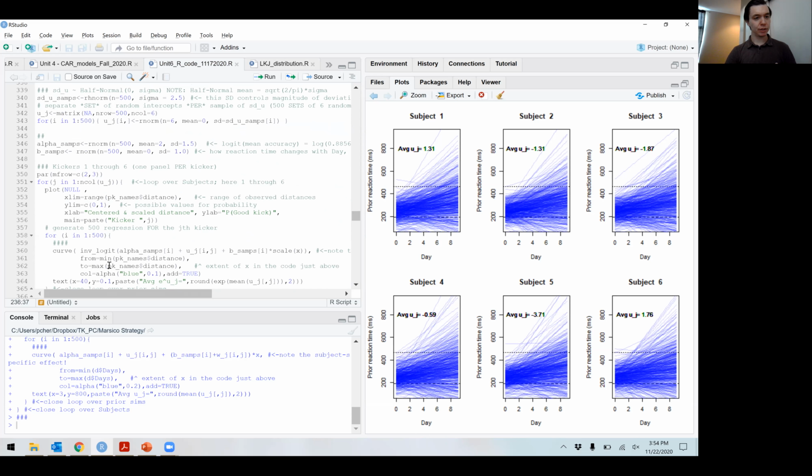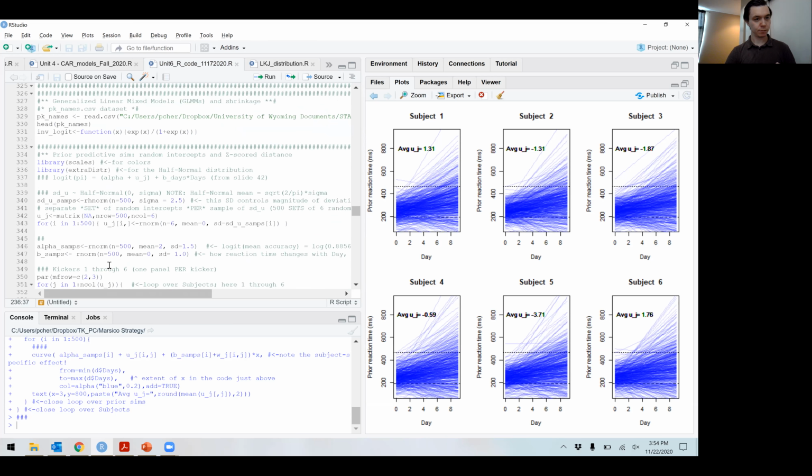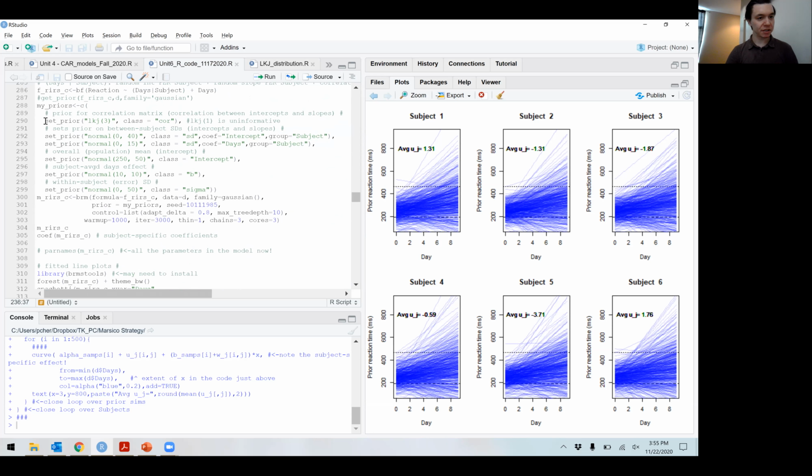In my code, I just have to add a prior for my class core, which is the correlation matrix. Here's the LKJ3. If I wanted to be completely uninformative, I could use LKJ1 and nobody would ask me any questions about it. I'm setting different priors for the between subject intercept and between subject slopes. Just remember, this is a half normal because the class is SD for standard deviation, and I'm not touching anything else.